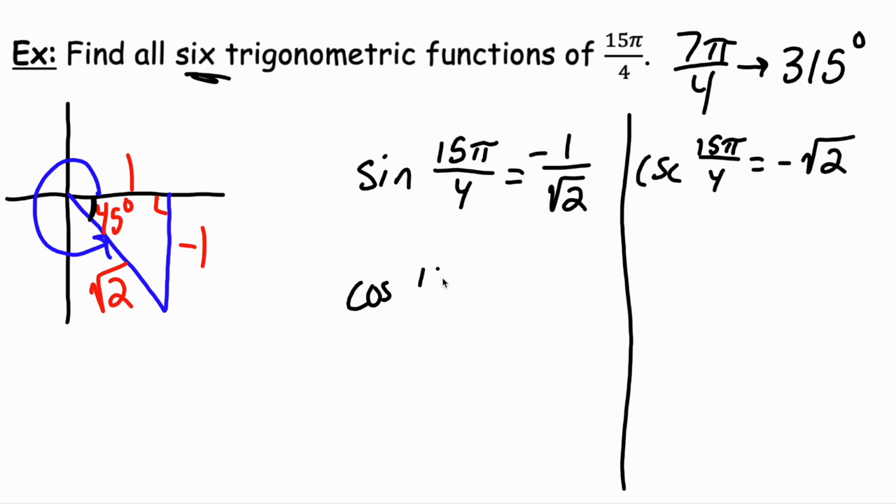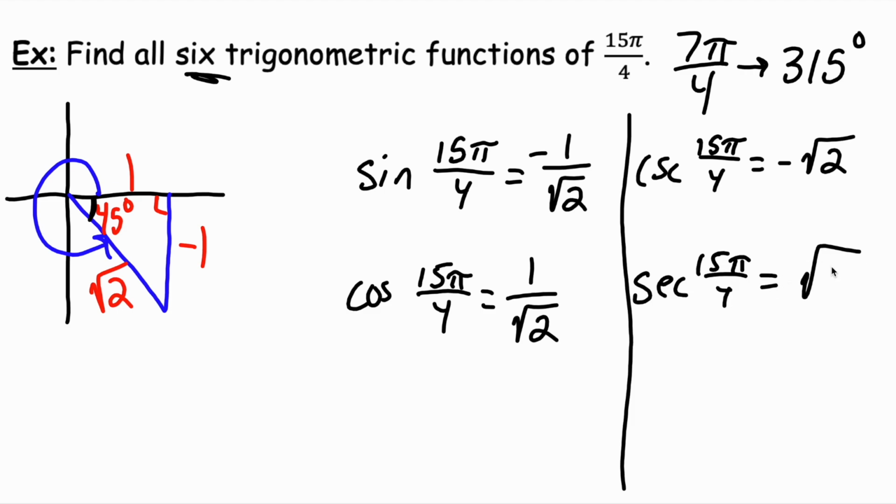All right, cosine of 15 pi over 4. And if at any time I'm going too fast, pause the video, get caught up. Don't try to keep up with me. If you need to pause it, just pause it and get caught up. Cosine is adjacent over hypotenuse. So 1 over square root of 2. And now I know secant of 15 pi over 4. It's just the reciprocal, positive square root of 2.